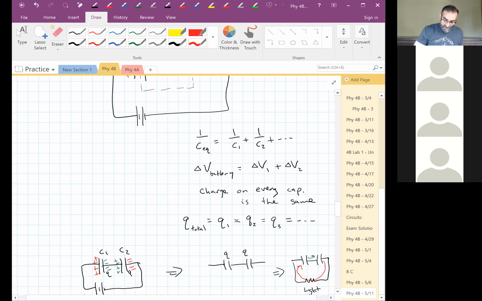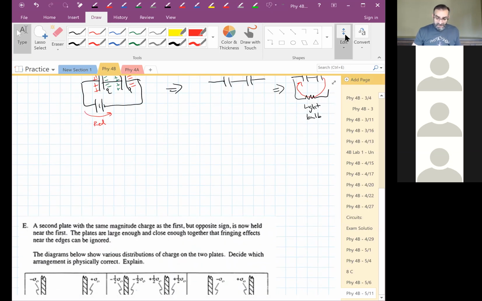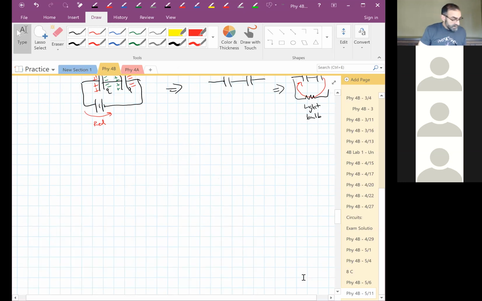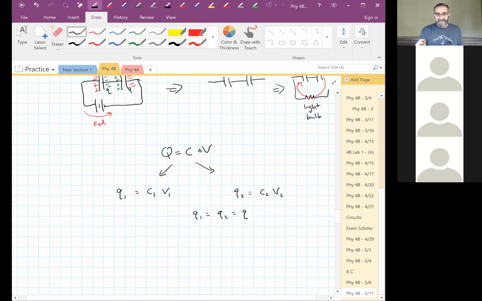And you can derive these very quickly. Let me do one for you. We start with Q equals CV. And we say Q1, charge on capacitor 1 in our series circuit, is C1 times the voltage across that capacitor. And Q2 is its capacitance times its voltage. And what else do we know? We know that Q1 is equal to Q2 is equal to, I'm just going to call it Q from now on instead of 1 and 2.